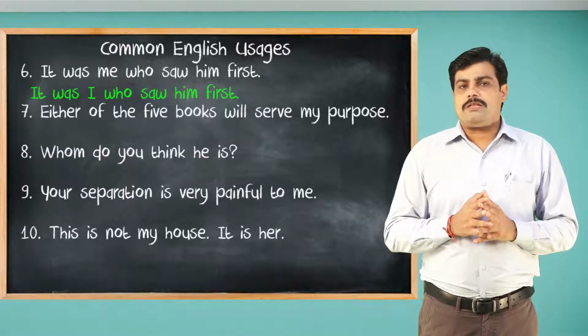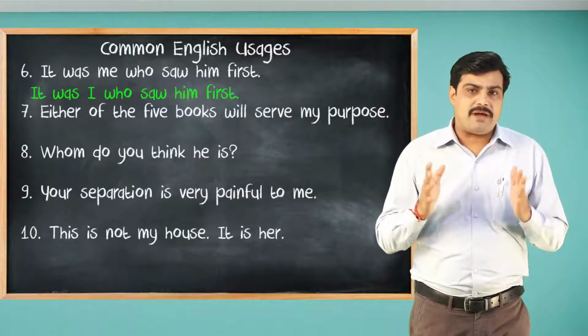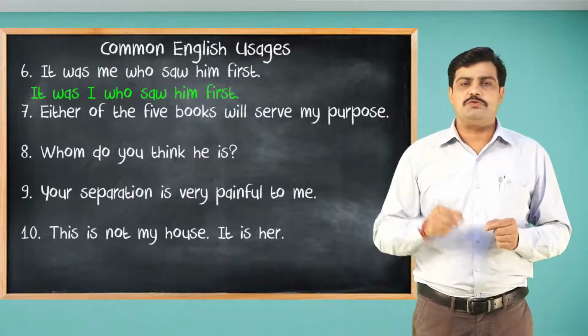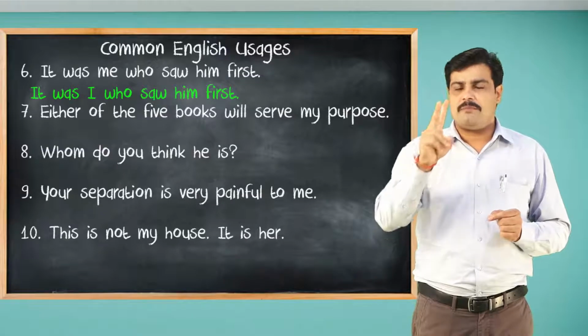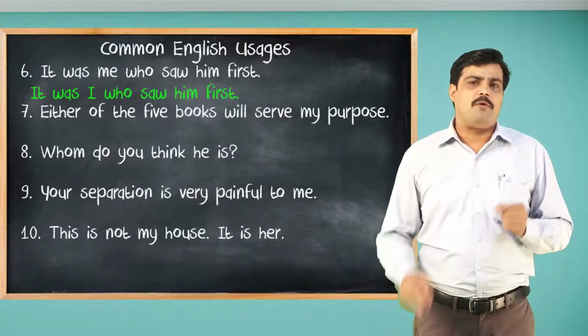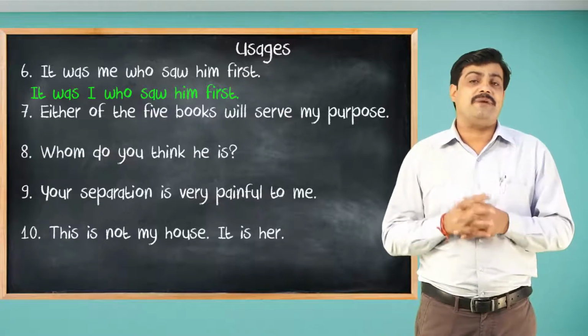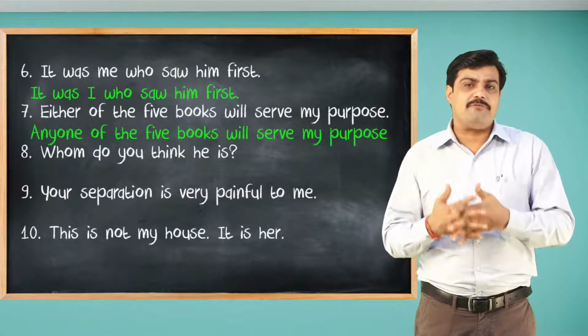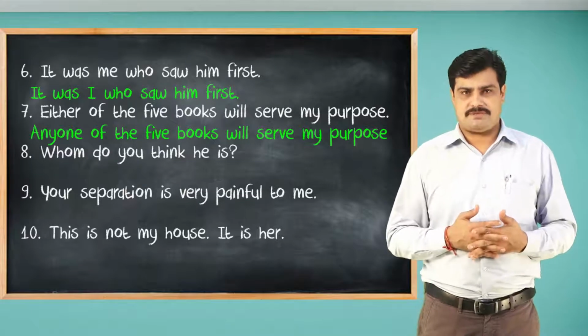Now, either of the 5 books will serve my purpose. Now you know this pronoun either is used only for 2. But here we are talking about 5 books. So it must be replaced by any one. So any one of these 5 books will serve my purpose.